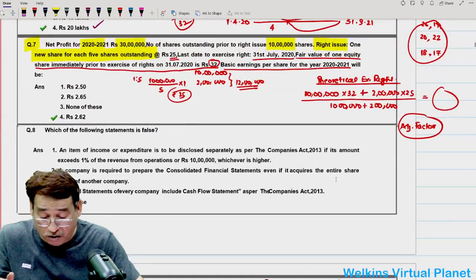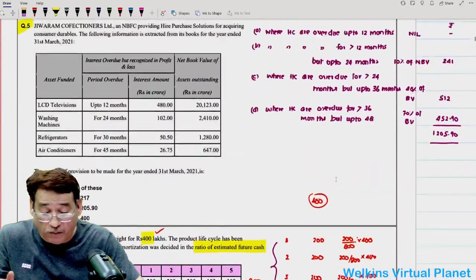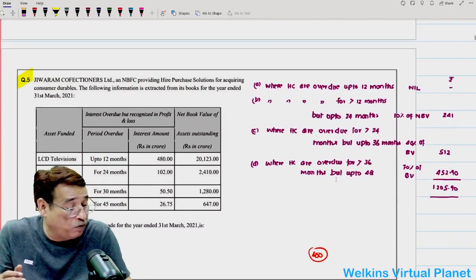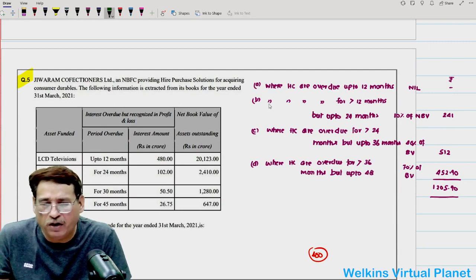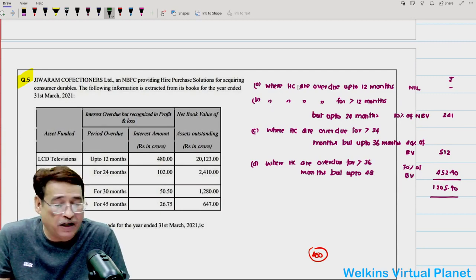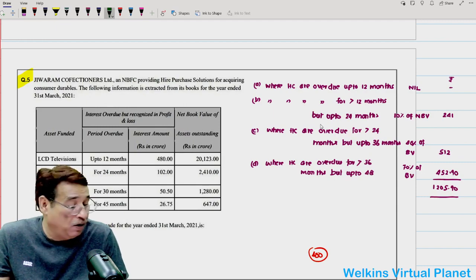And any other question? No. And there was one question with respect to NBFC. Again, I have solved this question. The answer is 1205. As I told you, this question is also given in our notes. Correct? The only thing is that you should be aware of the provision rates. Correct? So these are the questions, solutions given. You can pause, note it down, and then you can solve this question.